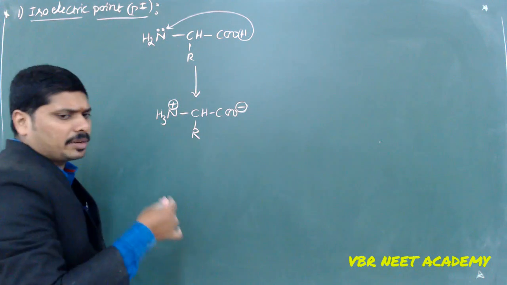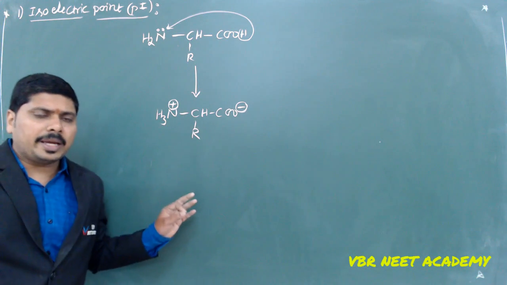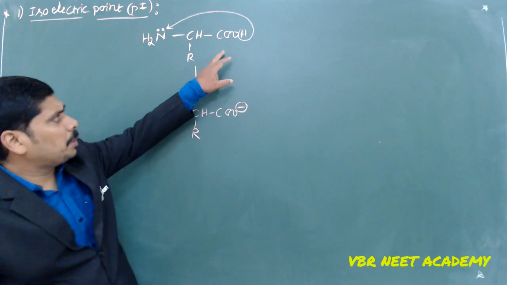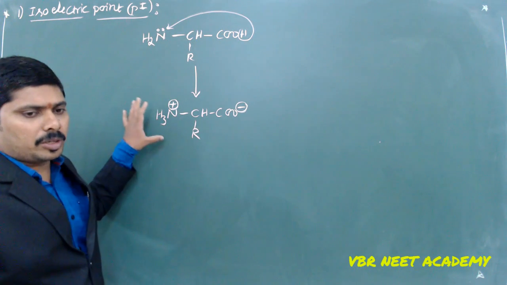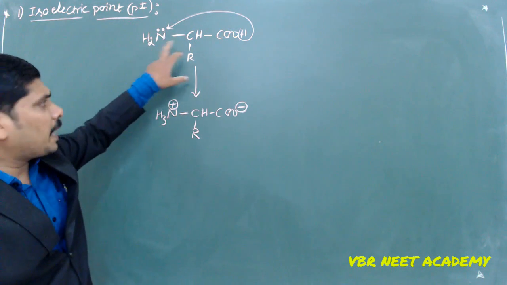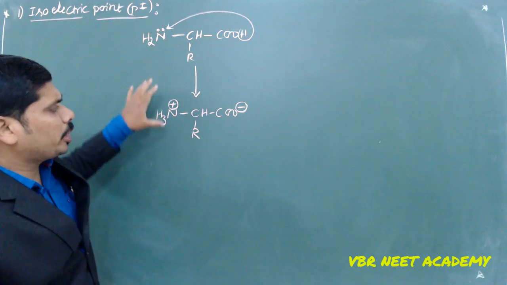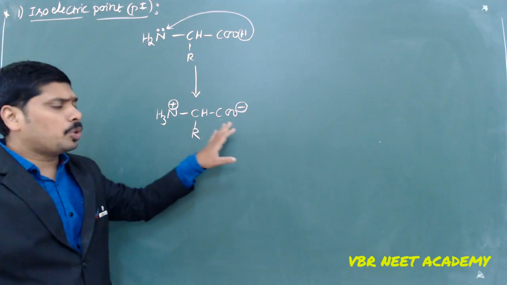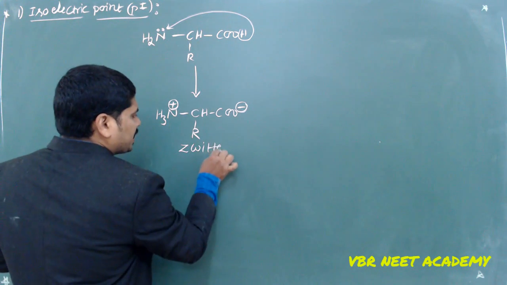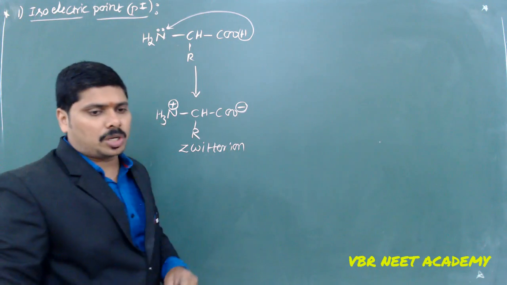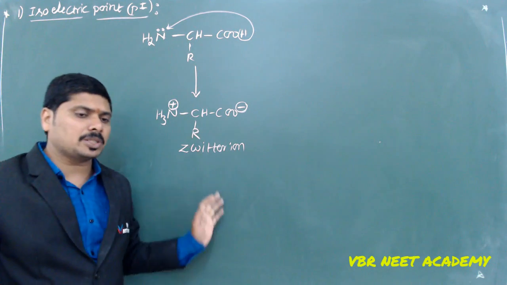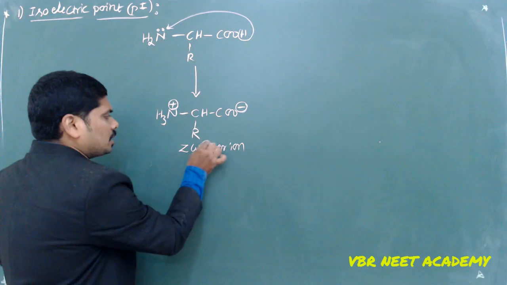Whatever the R side chain is, all neutral amino acids which have one amine group and one carboxyl group are present in a salt form. The acid reacts with the base and forms the salt. Now this has both positive charge and negative charge, which we call a Zwitter ion or inner salt. The same compound reacts and forms the salt, so it is called an inner salt or Zwitter ion.